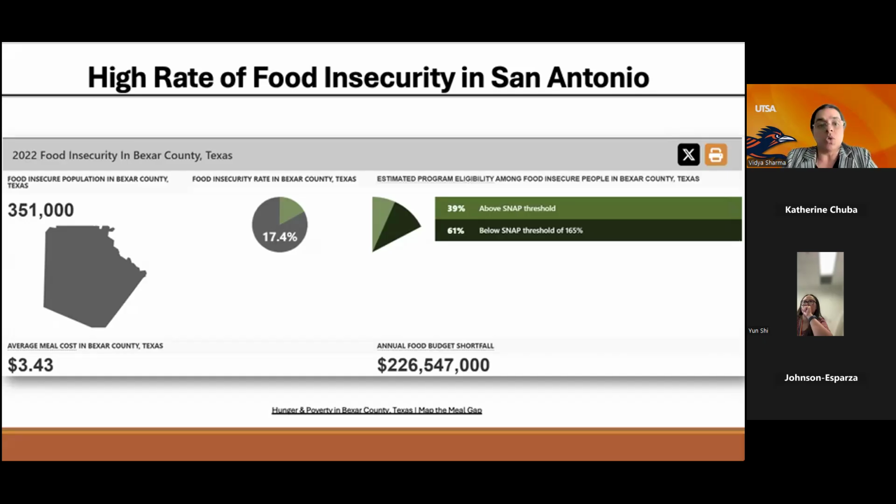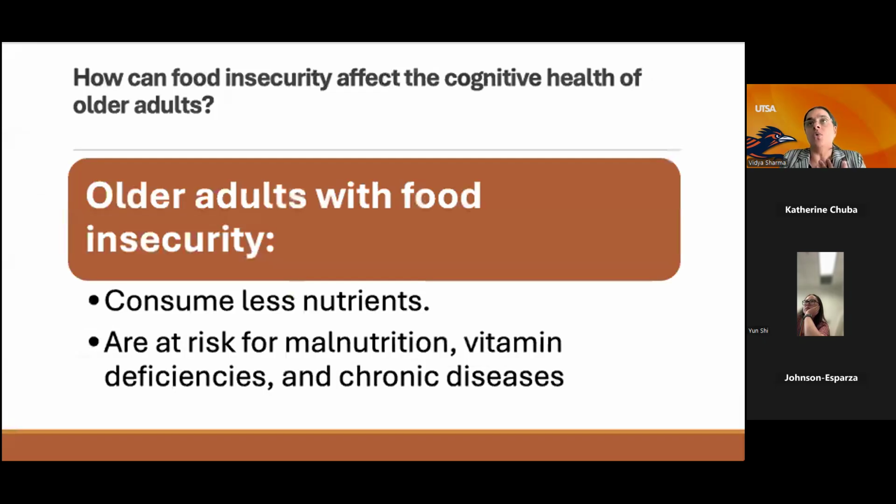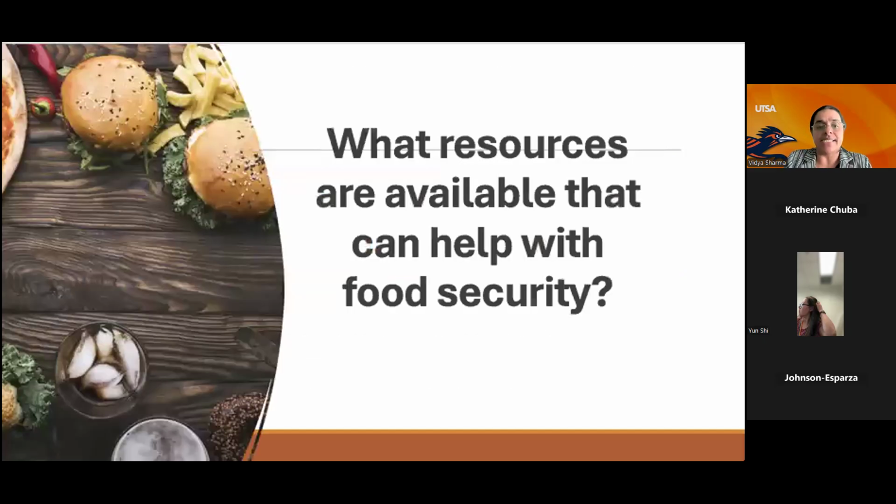Something important to remember is that a significant proportion of San Antonio households also depend on one of the programs called SNAP. And I do understand and recognize that, in recent days, eligibility for a lot of these programs, and what is covered and what is not covered, has changed. But I think it's still important to know what those programs are. So why do we really need to care? Because when older adults have food insecurity, they are at risk for malnutrition, different deficiencies, and chronic diseases.